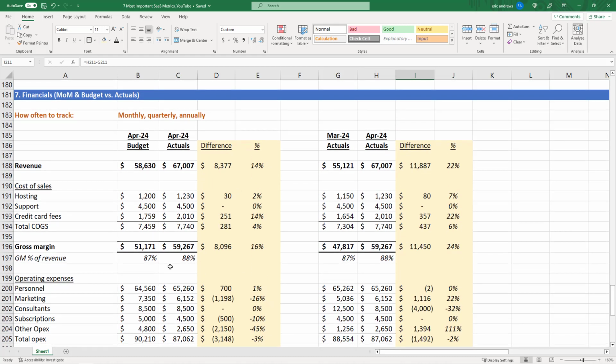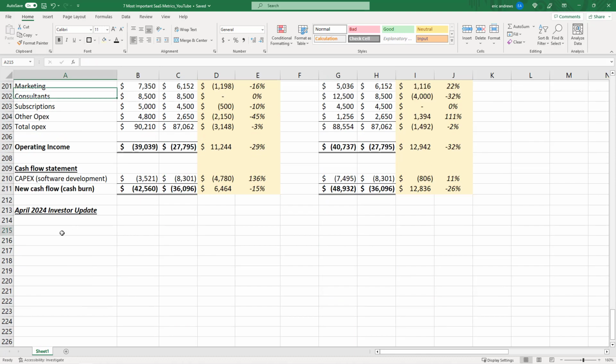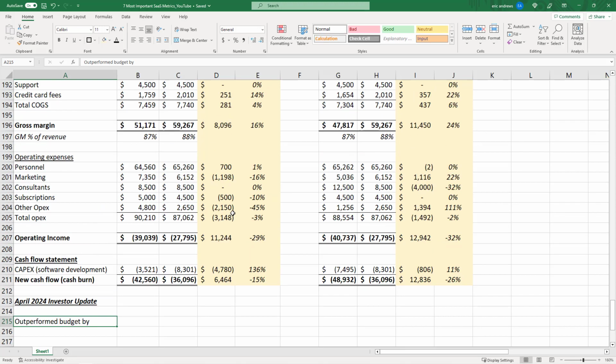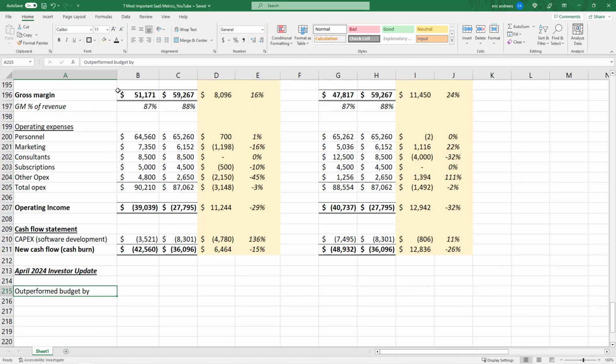So these are a good way to track your metrics and then decide what you're going to say about them. Here are a couple ideas on what you could say. So let's say outperformed budget by 14%.